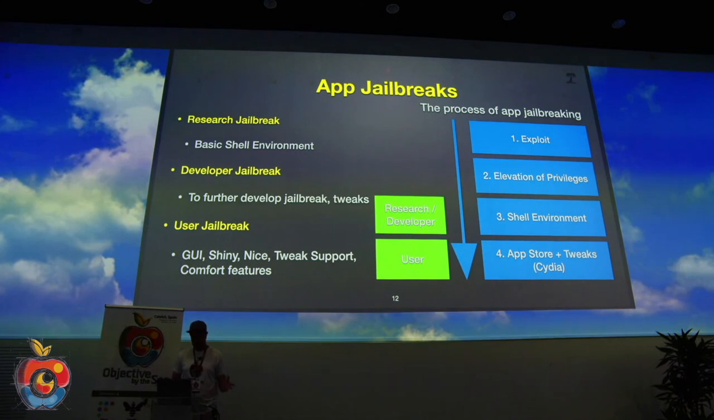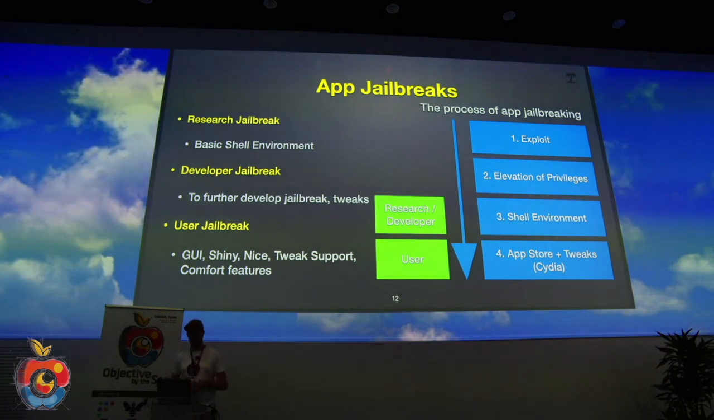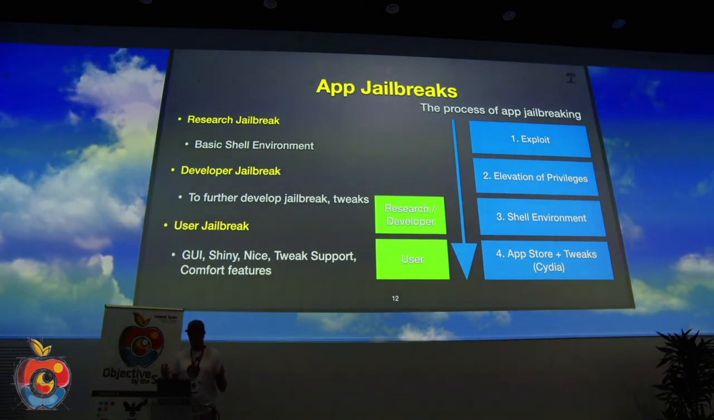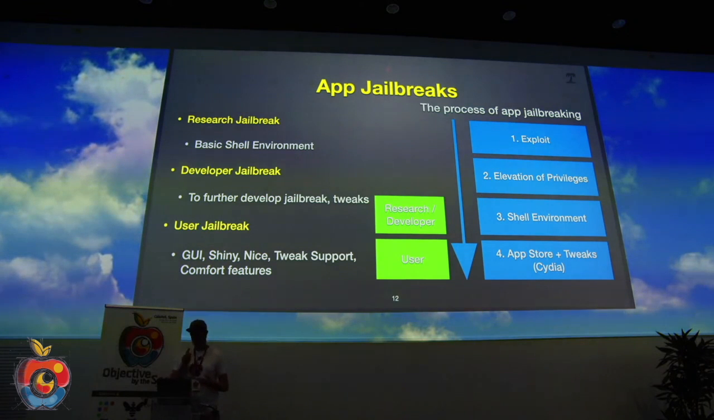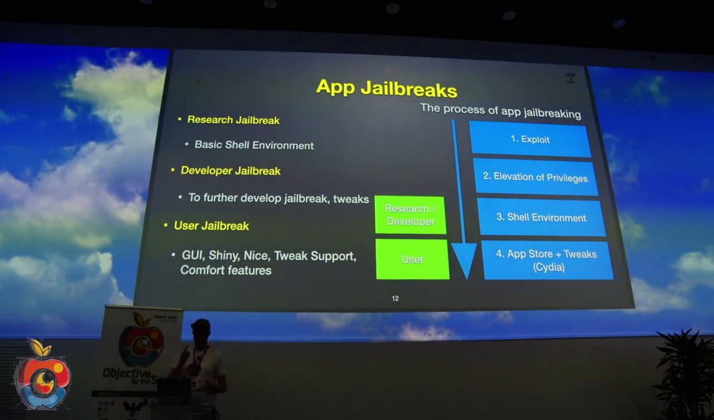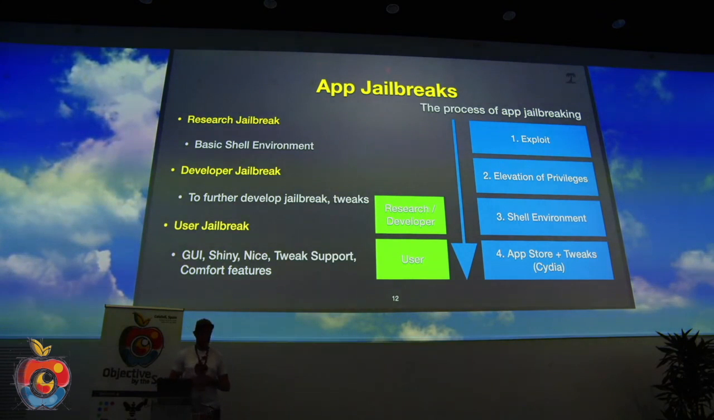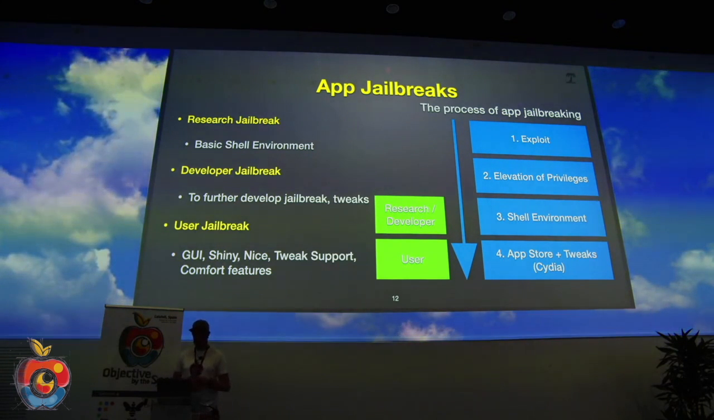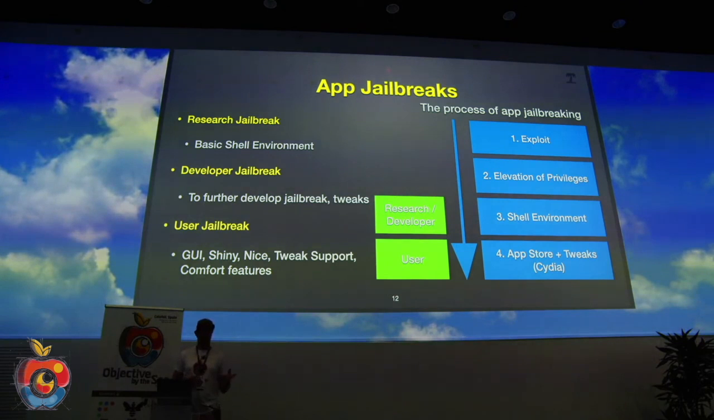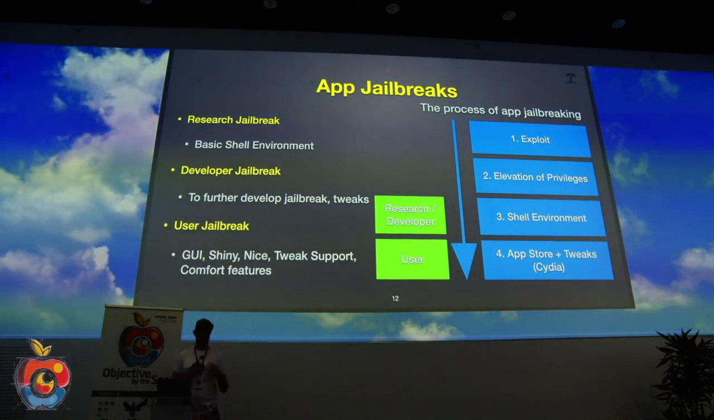And you have a user jailbreak, and this is what the final examples of unc0ver, Chayote, and so on basically are. They have a nice GUI, they are shiny, they have tweak support, they have comfort features, they allow you to restore the device, and these jailbreaks are basically made for the end user. But these are also the jailbreaks that typical jailbreak detection is looking at.